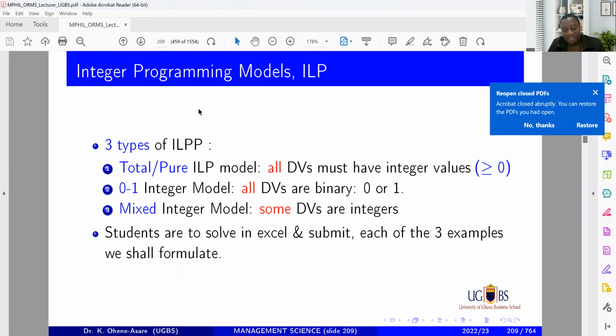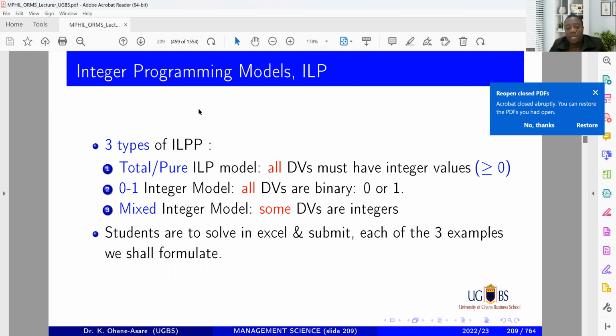And then you have the mixed. The mixed is where some of the decision variables are decimals. Some of them are also integers, but even among the integers, some of them are binary, some of them could be whole, and all of that. And so that's what we are going to be looking at today. Okay. I hope you all get a picture.